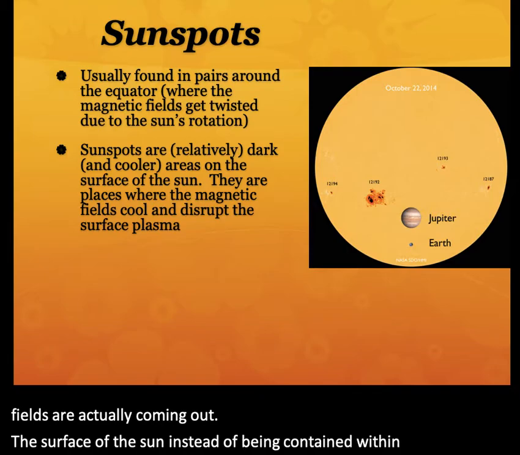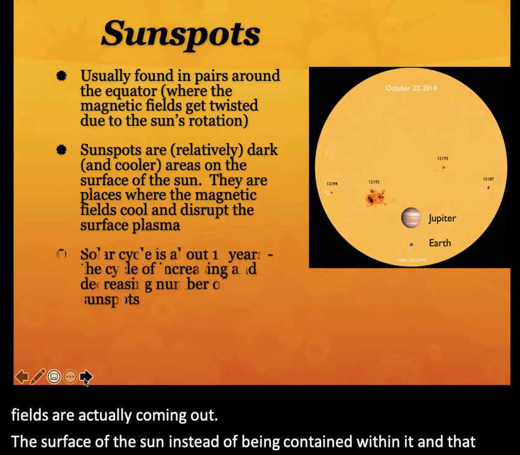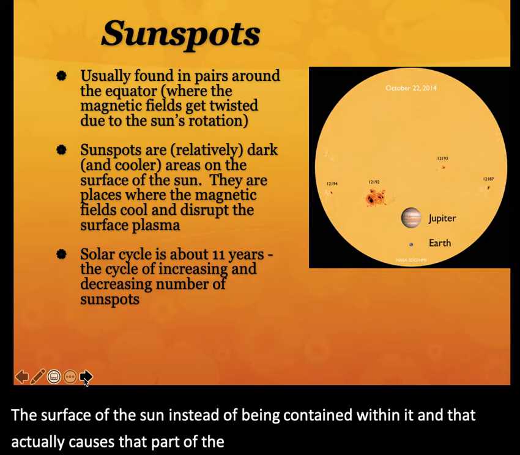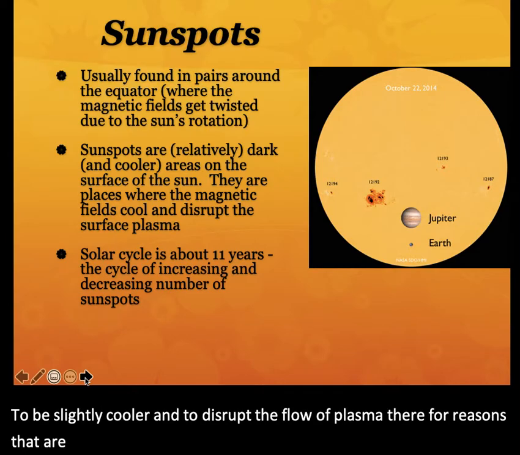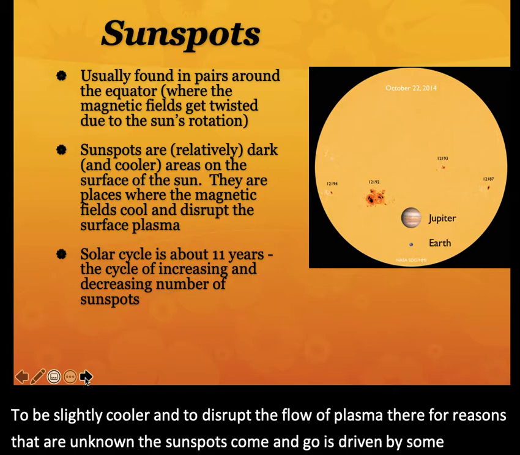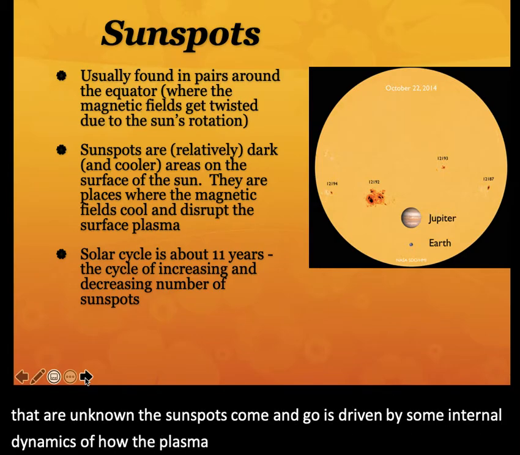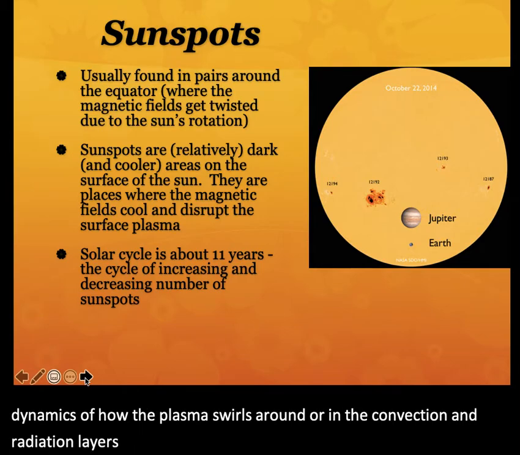And that actually causes that part of the sun to be slightly cooler and to disrupt the flow of plasma there. For reasons that are unknown, the sunspots come and go. It's driven by some internal dynamics of how the plasma swirls around during the convection and radiation layers just below the photosphere. And it peaks out every 11 years.